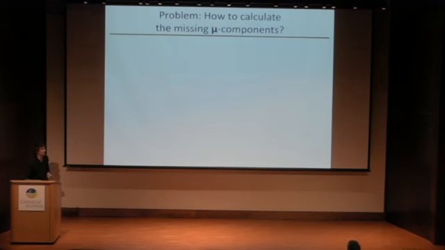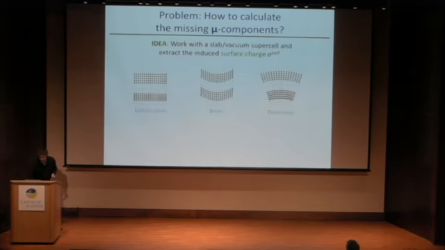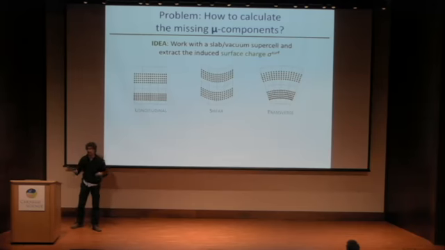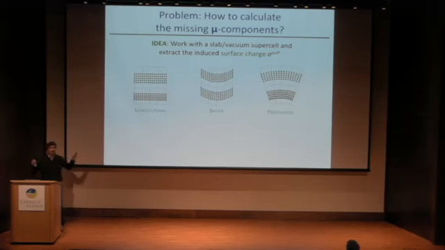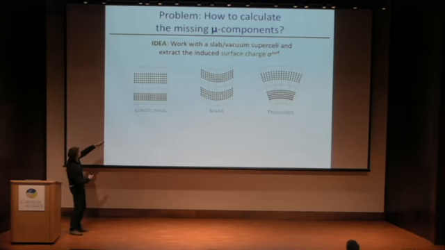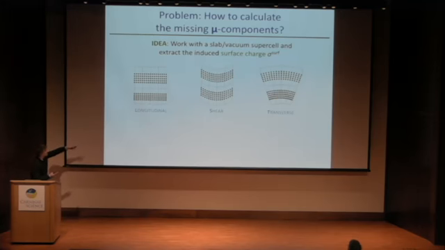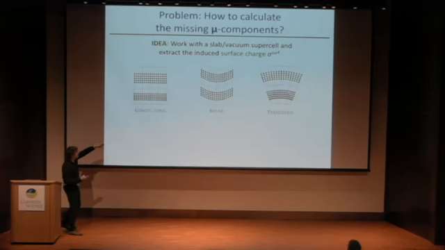So we need to look for a sort of workaround to this problem. And the idea I had is to work, instead of taking the bulk system, with a slab vacuum supercell and do the same kind of long wave analysis, to look at the macroscopic deformations of the slab supercell and take the same set of elementary deformations.